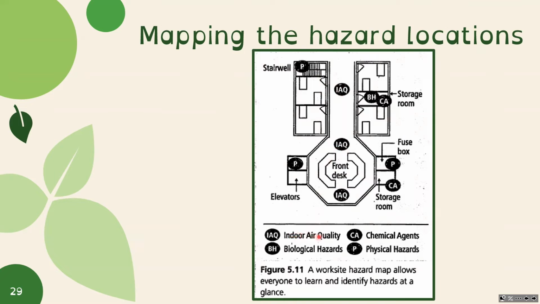codes. So we have indoor air quality in the public spaces, being aware that it's potentially lower indoor air quality. We have chemical agents stored in the storage rooms, CA. We have biological hazards in this back storage room. We have physical hazards in the fuse box, in the elevator, on the stairs. Those just give you a general idea of what to be concerned about, and what you don't need to be concerned about. That can be really helpful in each of your environments.